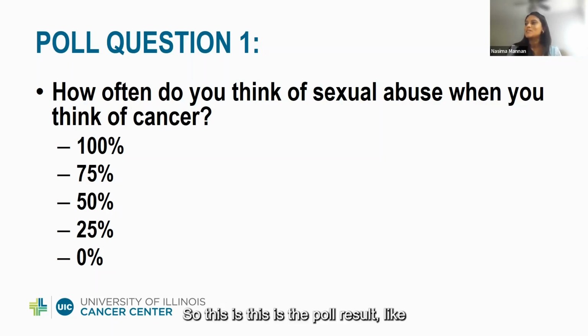So this is the poll result. How often do you think of sexual abuse when you think of cancer? We have 7% of the population here that thinks of sexual abuse or abuse in general, and 75% that says they think about it 75% of the time. And then there's 50% and 25%. We have 36% that thinks 0% of the time. So this is a really, really good thing to look at.